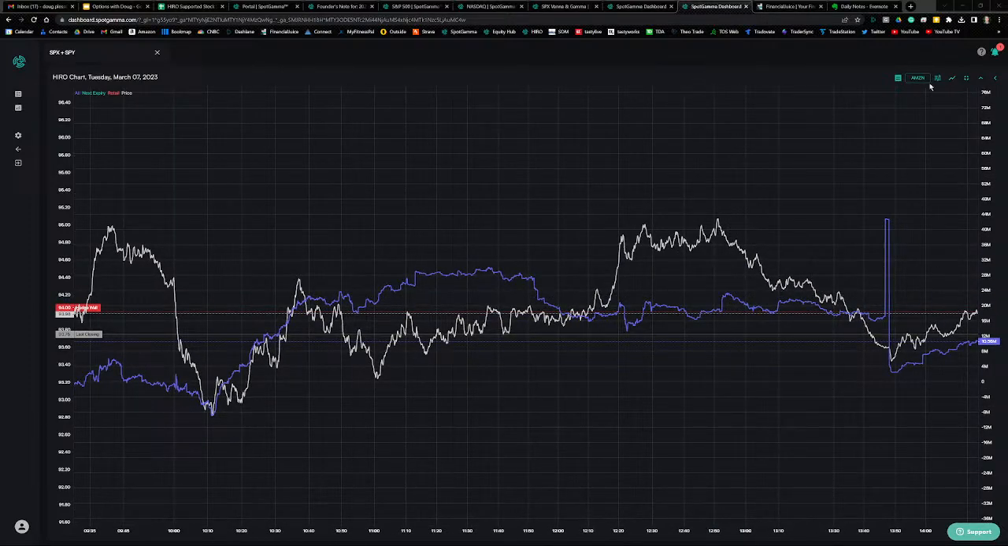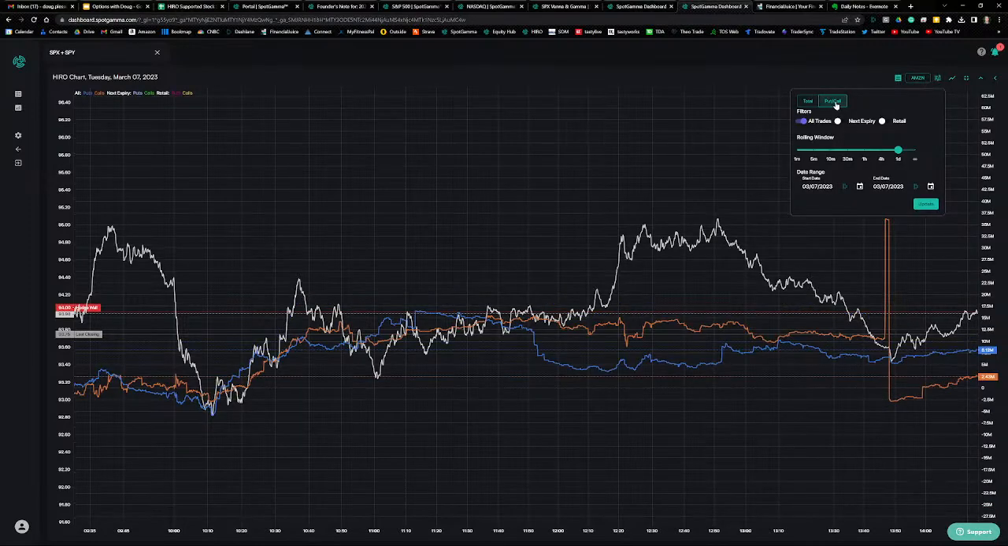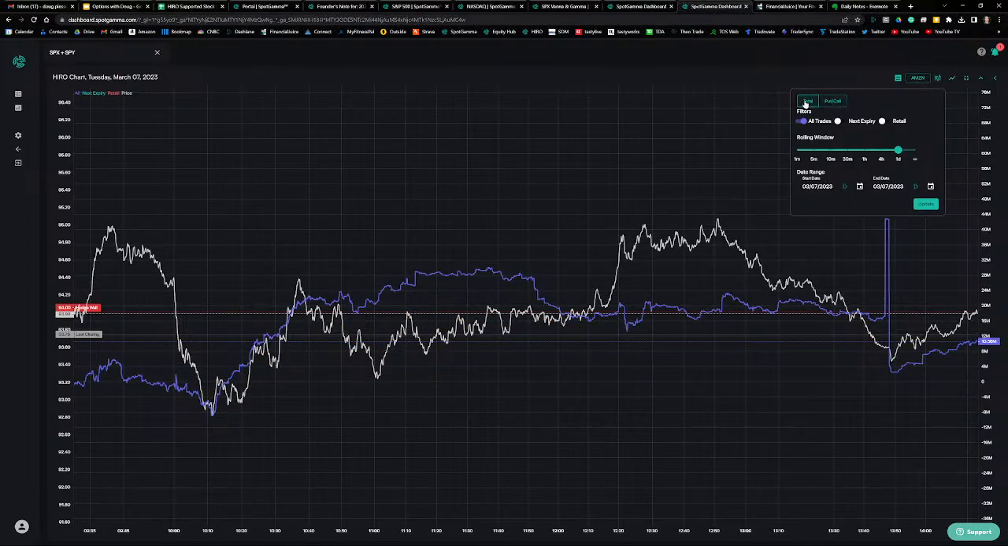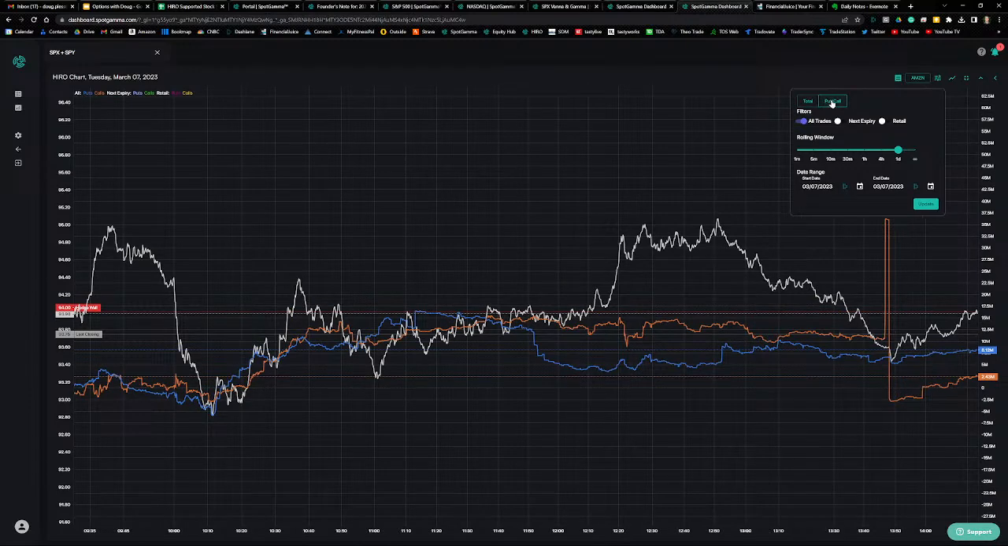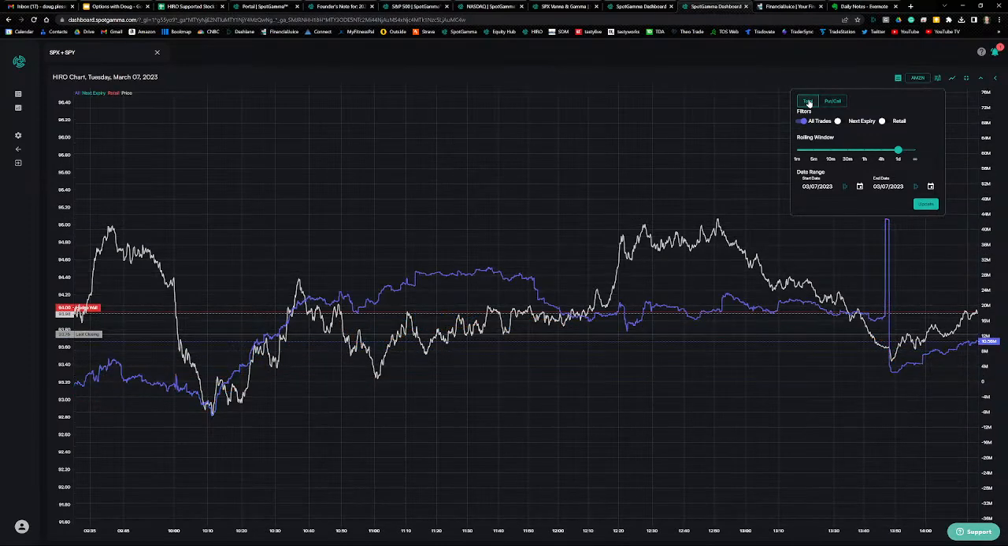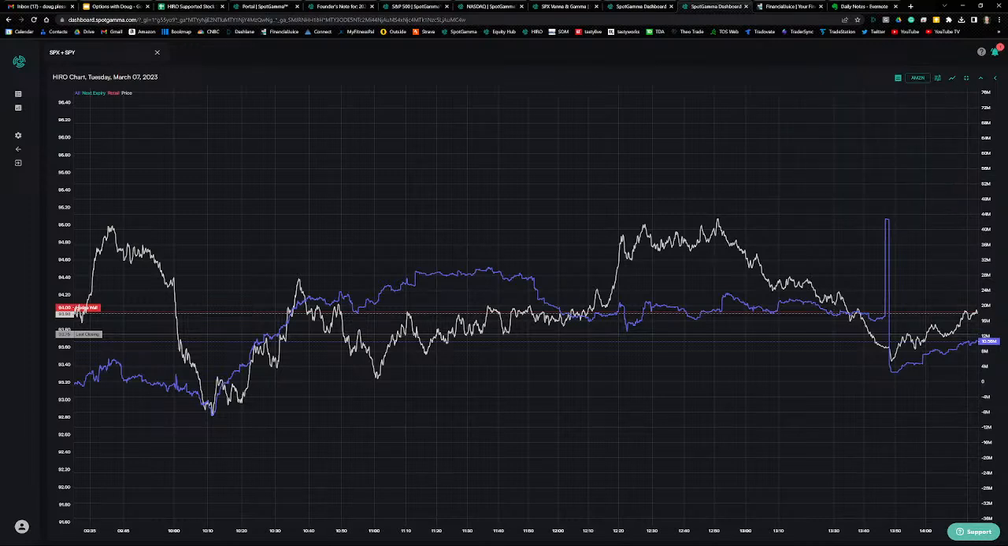All right, let's just separate out puts and calls. That really doesn't provide much information. That was a very odd spike in the orange line there. Calls. All right, so let's go back to Bookmap now.